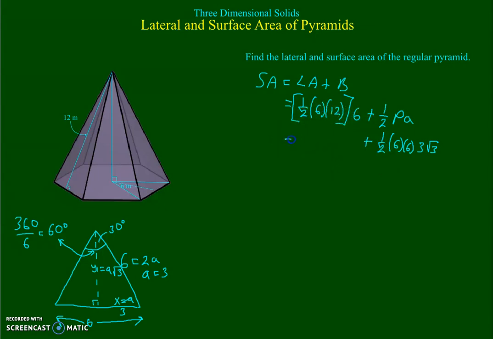So our lateral area then is going to be 216 plus our area of the base, and this comes out to approximately 216 plus 93.5, which gives us approximately 309.5.